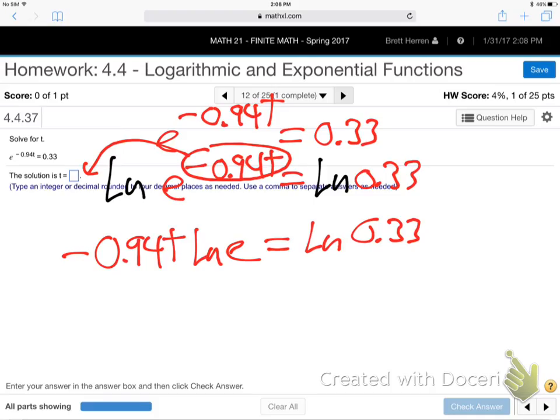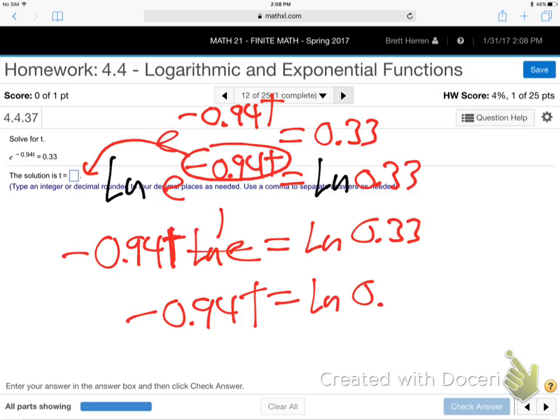Okay. You guys have your calculator? What's ln of e? It is 1. You can check that on the calculator if you want. That's always going to be 1. ln of e is just 1. They cancel each other out. So what does that mean? Then we just have negative 0.94t is ln of 0.33. How do we finish getting t alone?